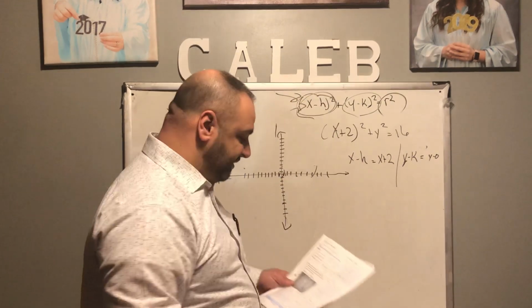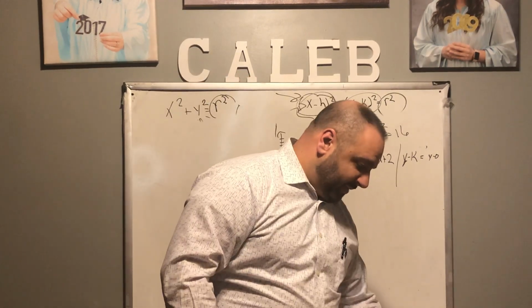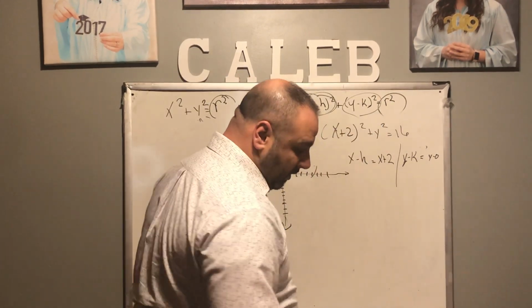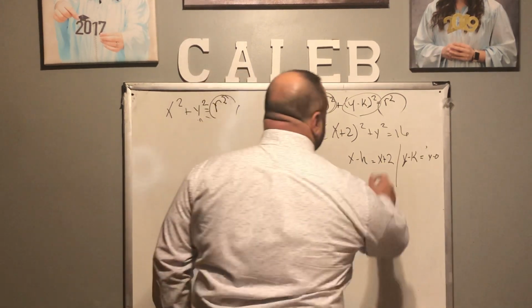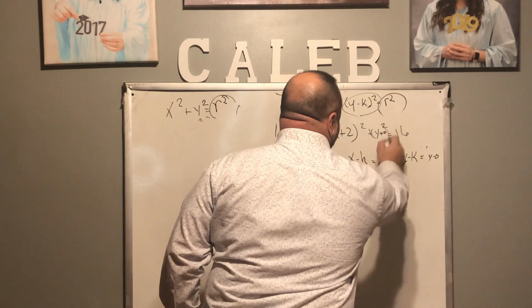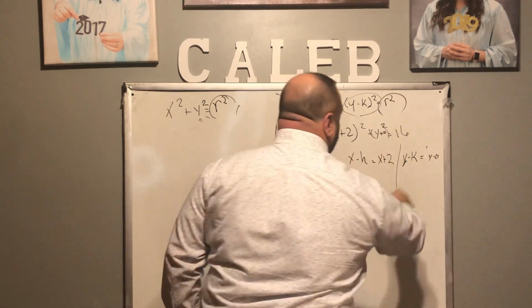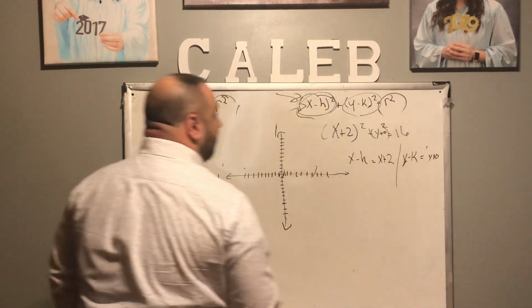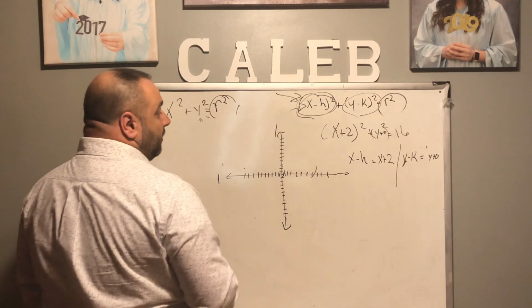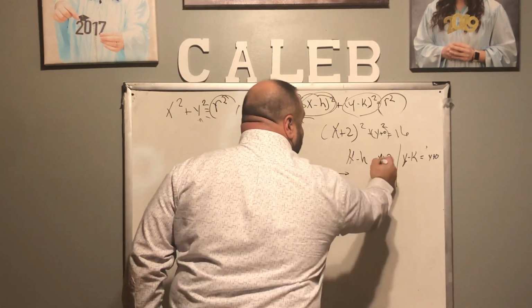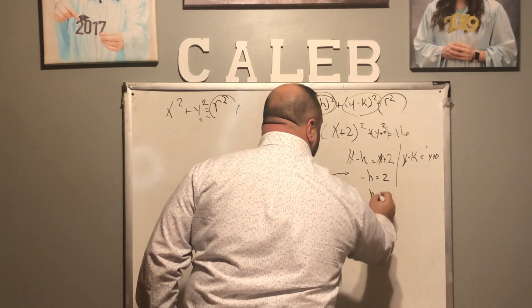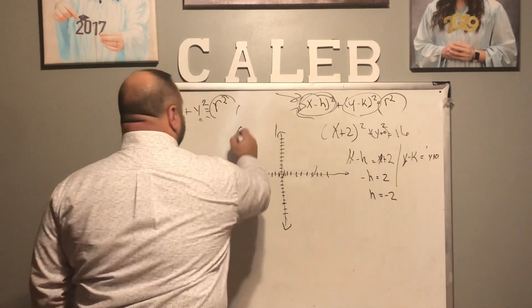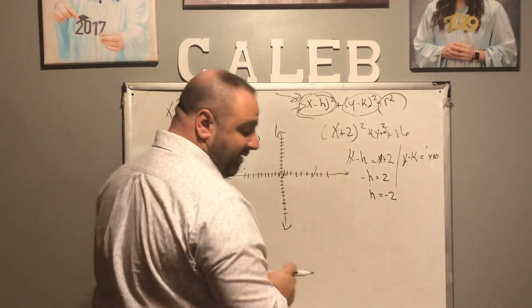Okay, y minus 0. Now from there, just put y plus 0 there. Let's solve. Since we have x's on both sides, we have negative h equals 2. Multiply both sides by negative 1. h equals negative 2. So there's the first part of our center.